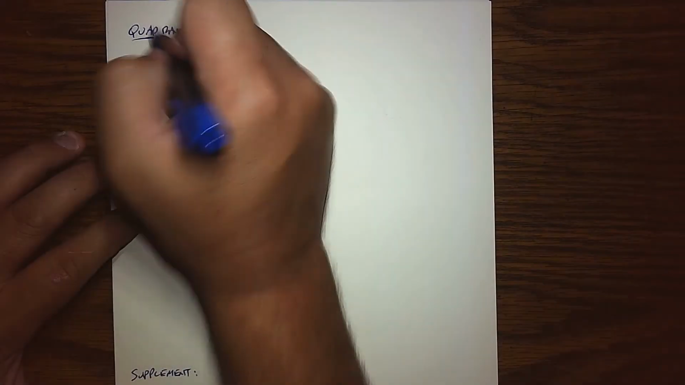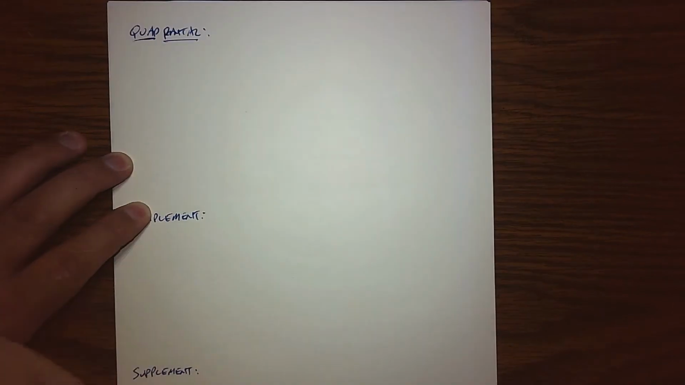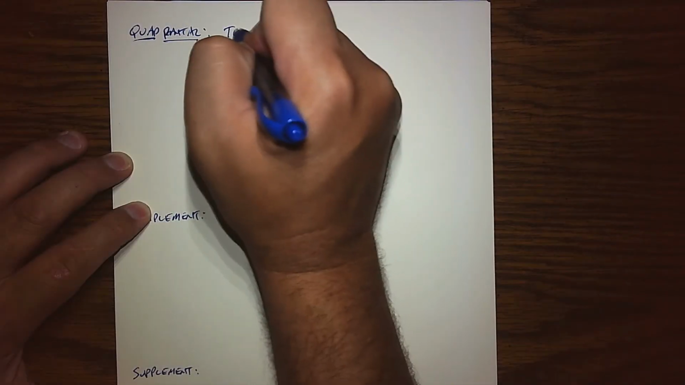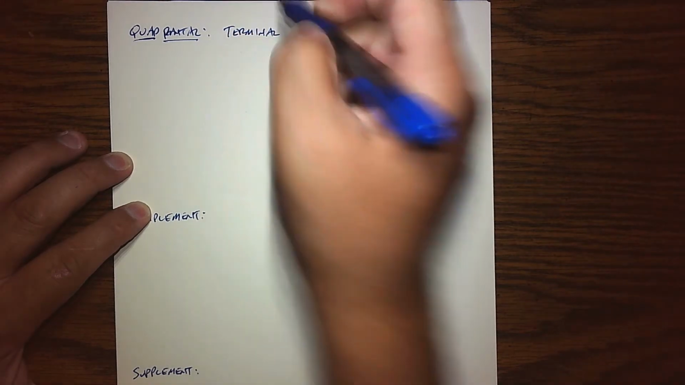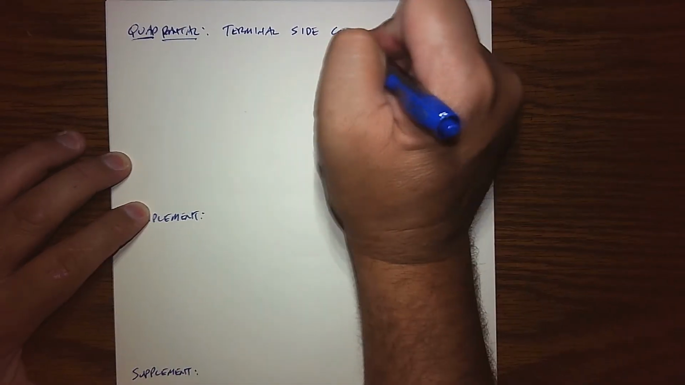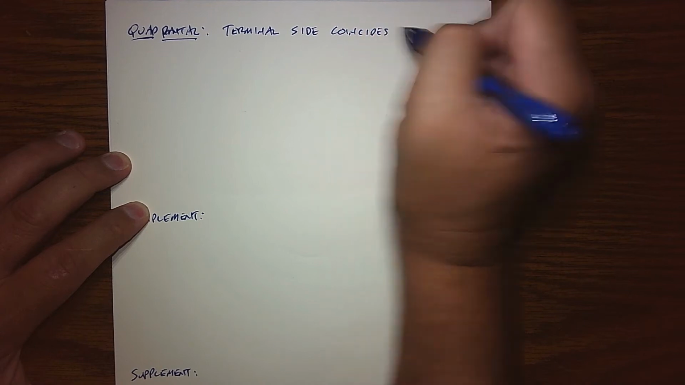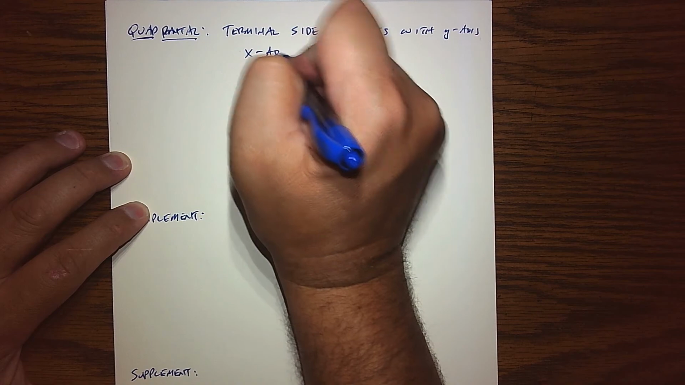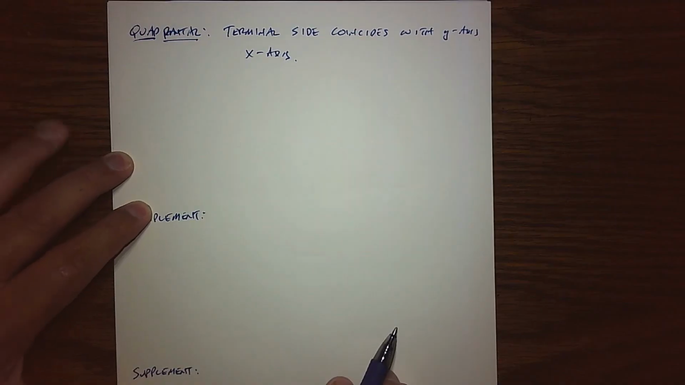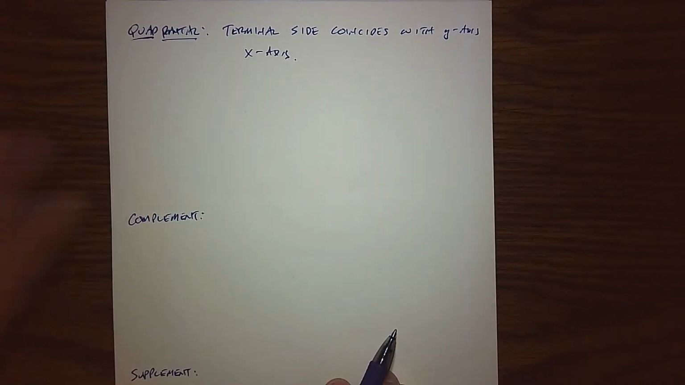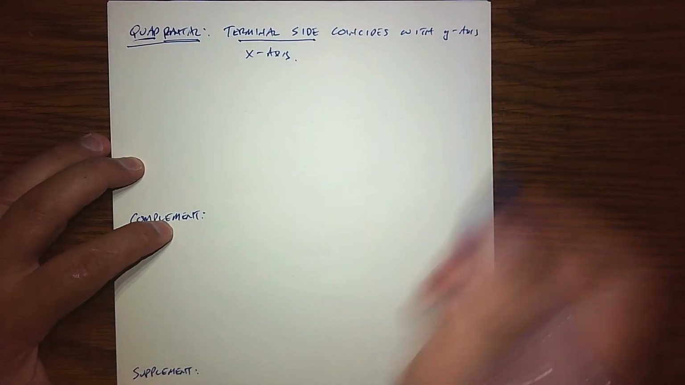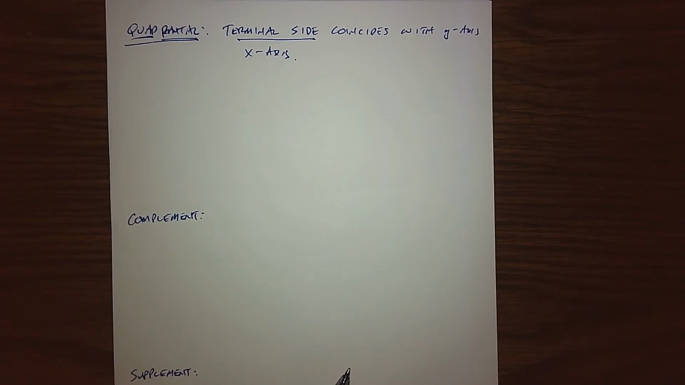The next one is what we call a quadrantal angle. Basically, these are angles whose terminal side coincides with the y-axis or the x-axis. So everything starts in standard position, so we're starting along the x-axis. But to be quadrantal, that means your terminal side coincides exactly with one of the axes.